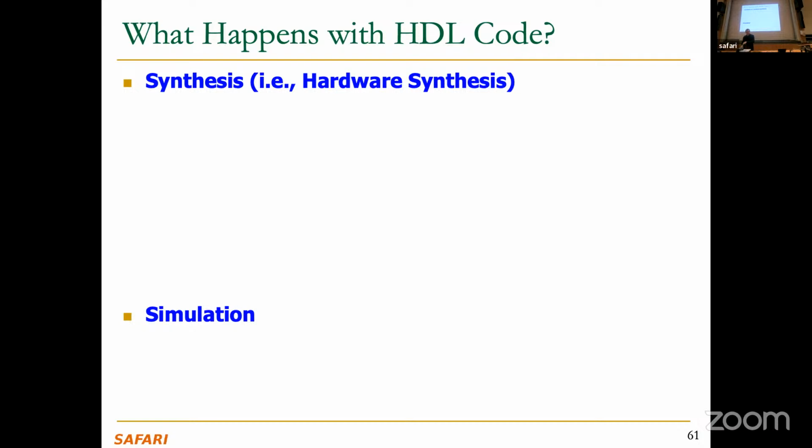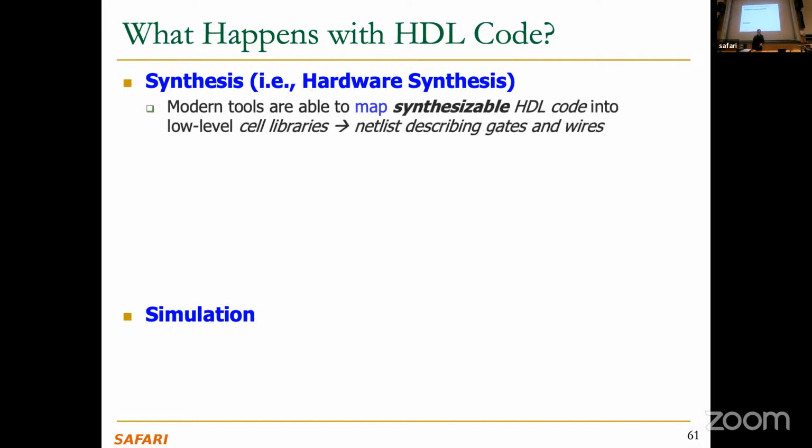And both of these are very useful. So synthesis means there are tools that synthesize the hardware description language code to low-level cell libraries. In the end, what you get is a netlist describing gates and wires. So you describe hardware, you put it into a tool, and that tool magically gives you a set of gates and wires. Clearly, structural Verilog helps us more easily, right?